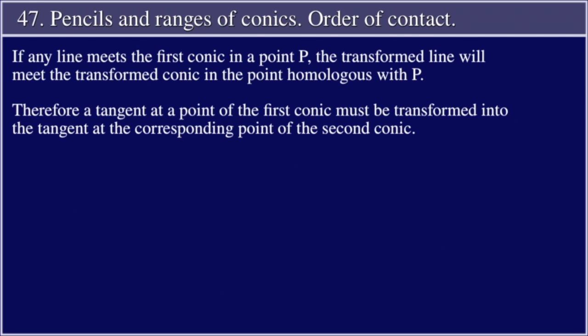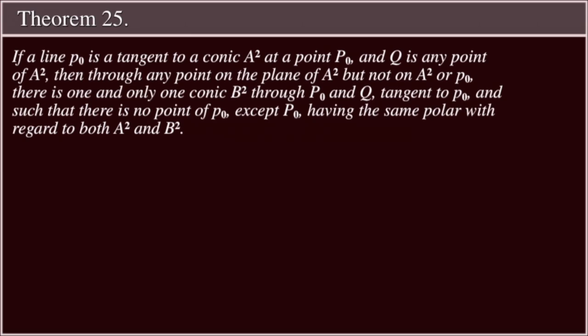If any line meets the first conic in a point P, the transformed line will meet the transformed conic in the point homologous with P. Therefore, a tangent at a point of the first conic must be transformed into the tangent at the corresponding point of the second conic. Theorem 25.